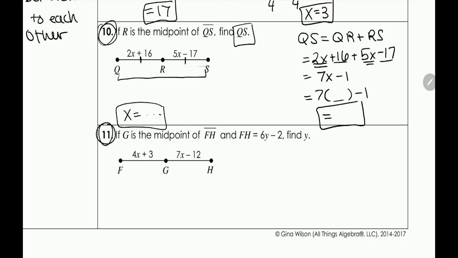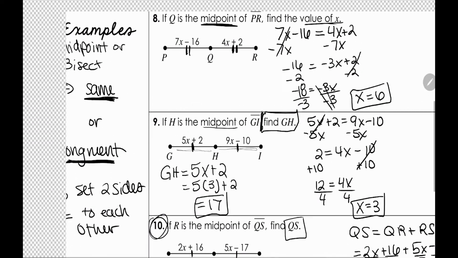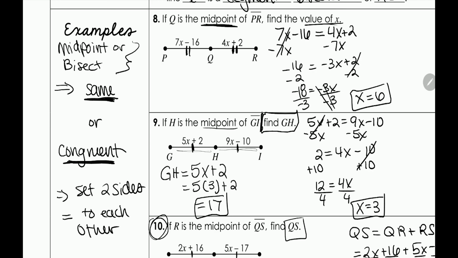I want you to try that one and number 11. I set up number 10 for you. I want you to try and do number 11 on your own without me setting it up. So let me know if you guys have any problems with any of these. And just remember that if you have an entire segment split into littler segments, then you can add the 2 smaller segments together to get the big segment. And if you have anything that has a midpoint or the word bisect, if something bisects the segment, then the 2 segments created are the same or are congruent to each other, and you need to set the 2 sides equal to each other to solve.